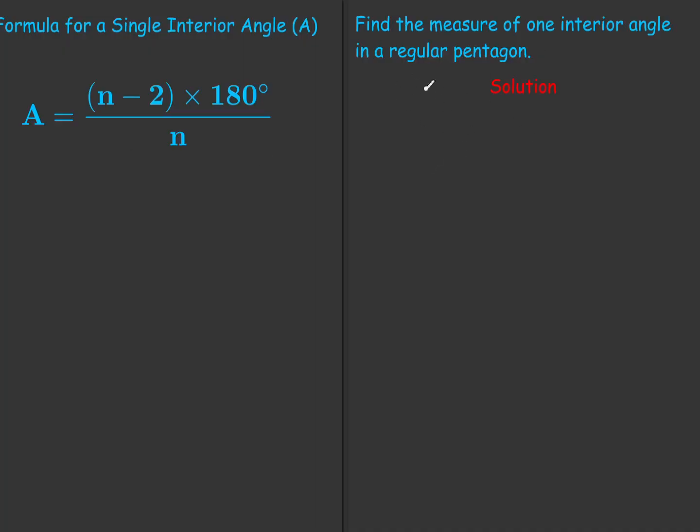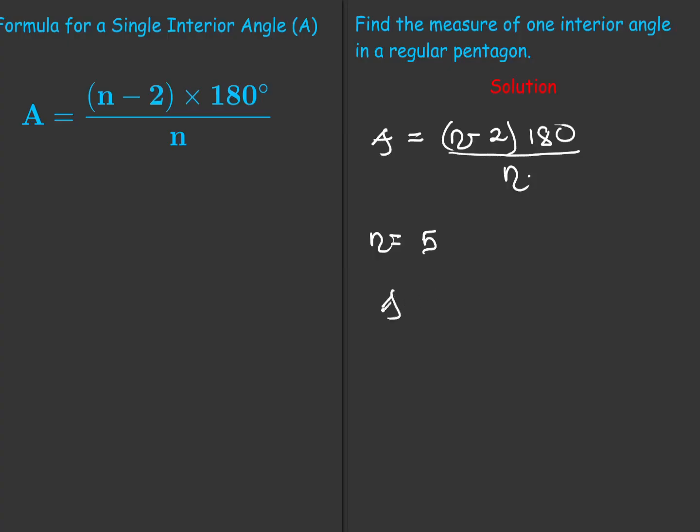So for our first question here, it says find the measure of one interior angle in a regular pentagon. So we know that an interior angle, A, is equal to n minus 2, then times your 180 all over the number of sides. Now, since they are talking of a pentagon, then we should know that the number of sides they are talking about is 5. Now we would have to do our substitution.